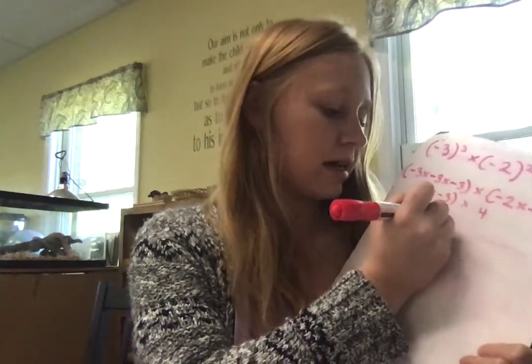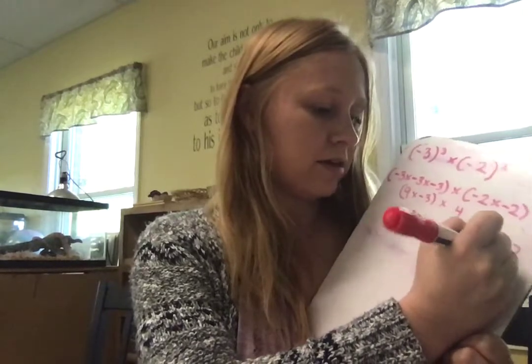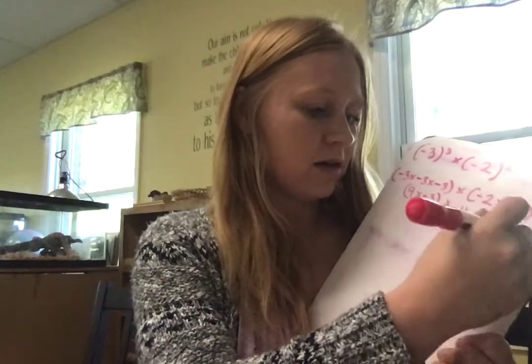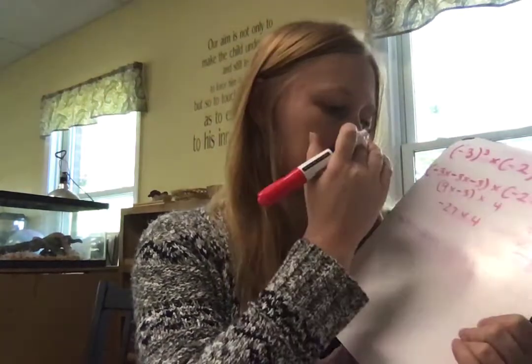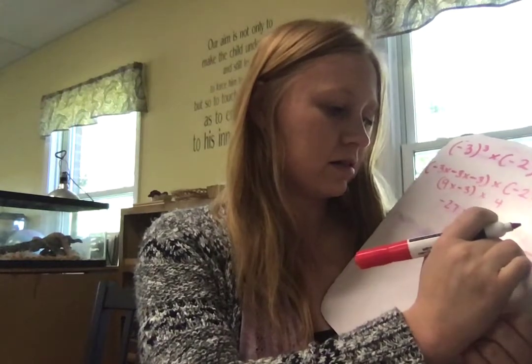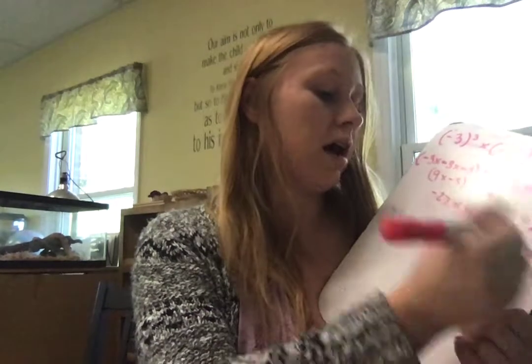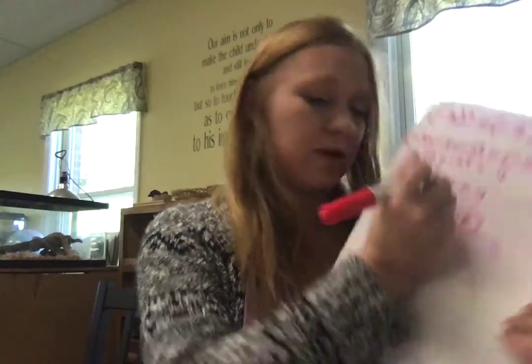9 times 3 is negative 27 times positive 4. 27 times 4, 8, 108. And that's not right. I did something wrong. 4 times 2 is 8. I guess that's right. Yep, that's right. 108. Negative 108, because it's a negative times a positive.